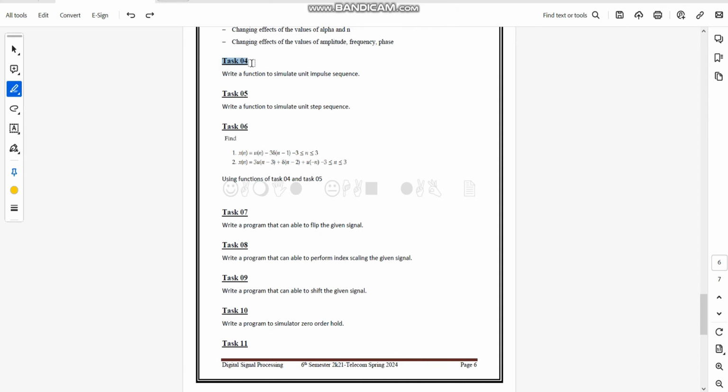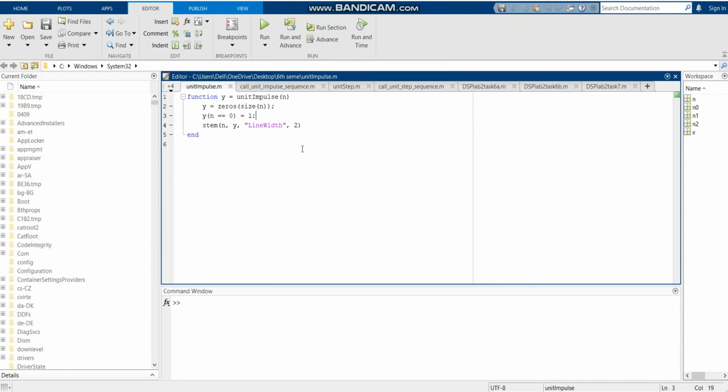Task 4 is to write a function to simulate the unit impulse sequence. This MATLAB code creates a function named unit impulse, which generates a unit impulse signal based on the input indexes n. It initializes an output signal y as a zero vector and then sets the values in y to 1 where the corresponding indexes in the input vector n are equal to 0, creating a unit impulse at the origin.